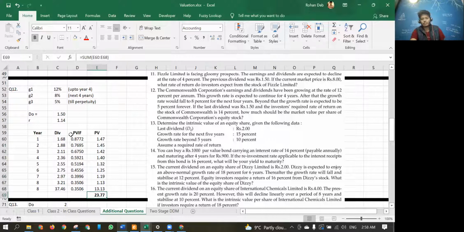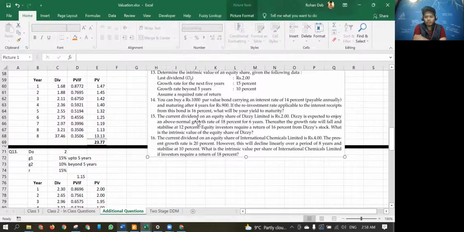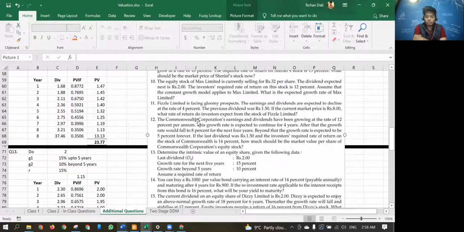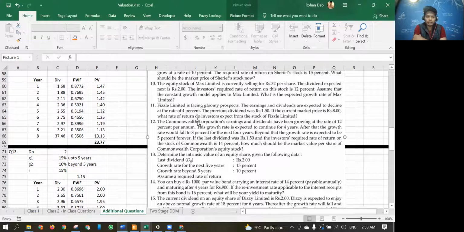And you add them up, and then this is the P0 today. Okay? I'm just going fast with these questions because I think most of it is simple. If you have any questions, if you want me to specifically solve any specific question, let me know in the comments. I'll make a specific video for that.